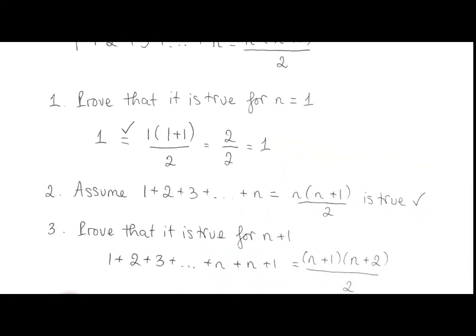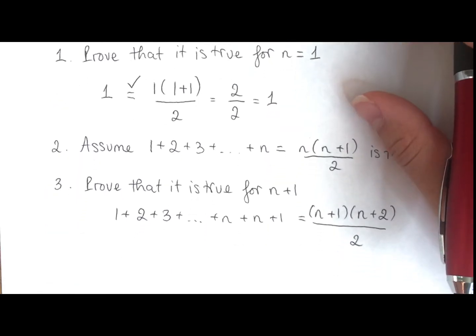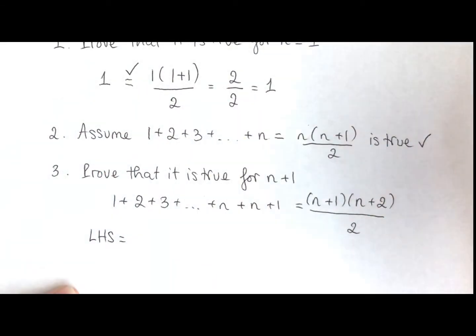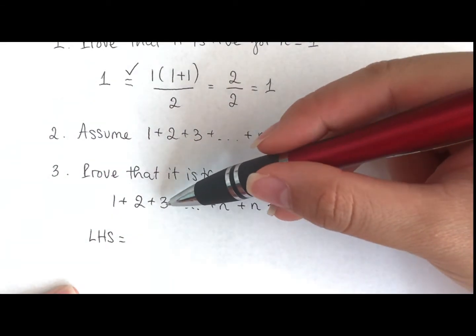Okay, so from here, we're trying to show that these two sides are equal. You can solve both of them at the same time. And then at the end, you can say that they're equals. However, it is a lot easier if you just solve one side at a time. Usually, we're going to start with the left-hand side.